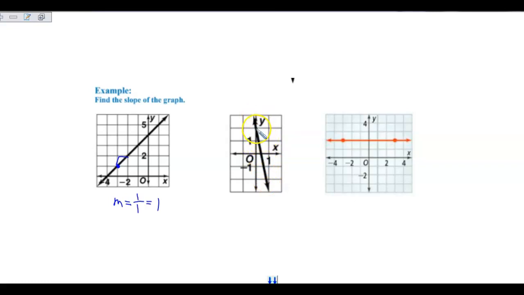I'm going to find a point. Here's one right here. I'm going to go 1, 2, 3, 4, 5. Looks like that's another point right there. So we're going to go 1, 2, 3, 4, 5. So down 5 and right 1. So our slope is going to be negative 5 over 1, which is negative 5. And then our third example is a horizontal line. And if you remember, horizontal lines have no rise. So that is a zero slope.